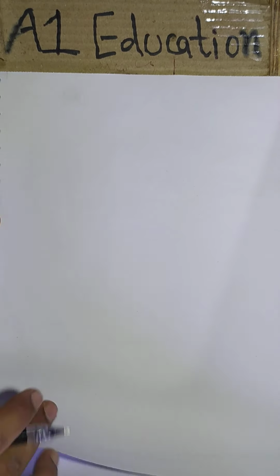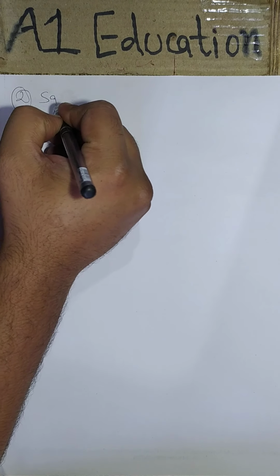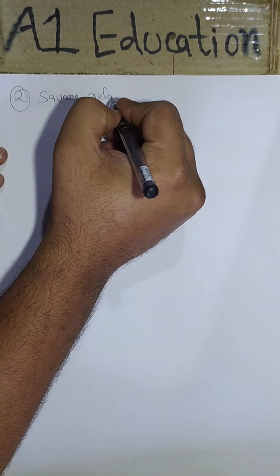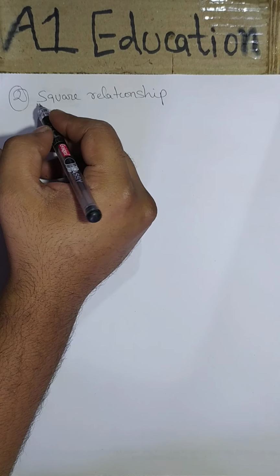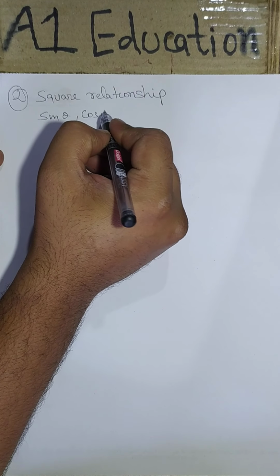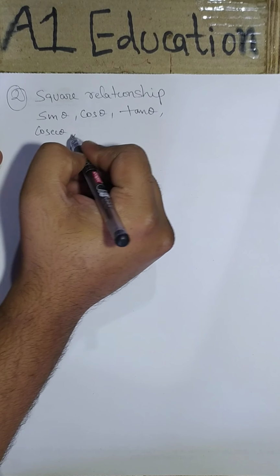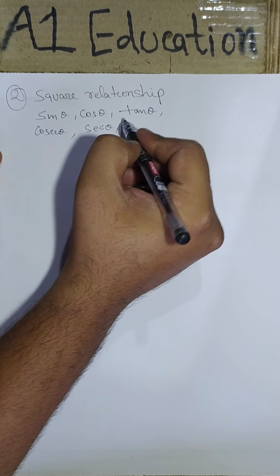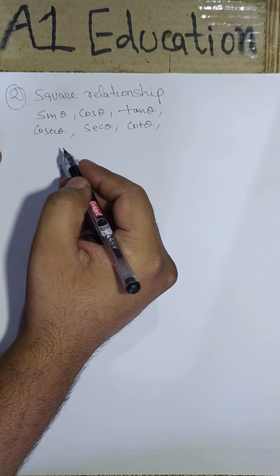Next we have the square relationship, the second topic. We know that there are three trigonometrical quantities: sine, cos, tan, and the reciprocal ones: cosec theta, reciprocal of sine; sec theta, reciprocal of cos; and cot theta, reciprocal of tan. They are related with a square relationship.